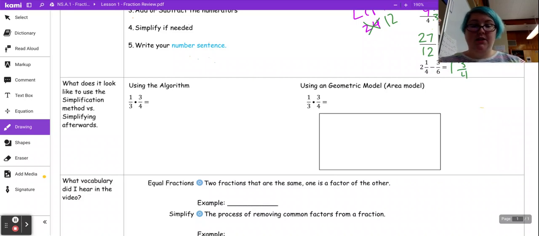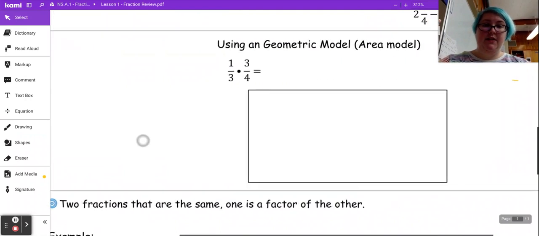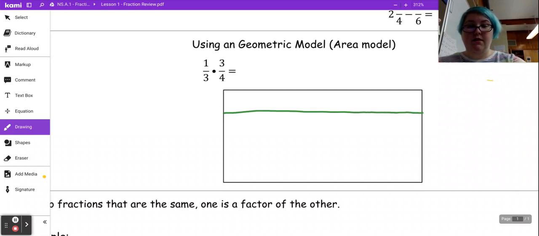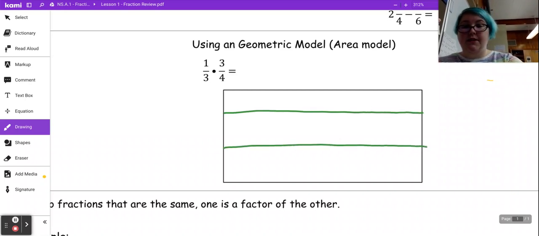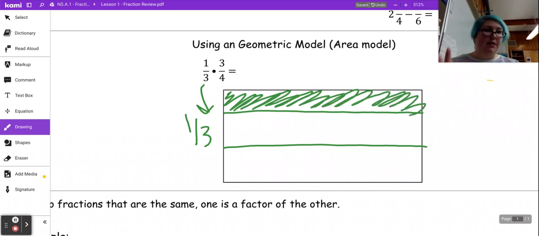So the first thing you need to do when you are using a model here is we need to separate this box into three parts. So we have one here and two here. This is our 1/3, okay? And since we have one of those, we are going to shade in one of the thirds. Again, this isn't perfect. Your model doesn't need to be perfect.